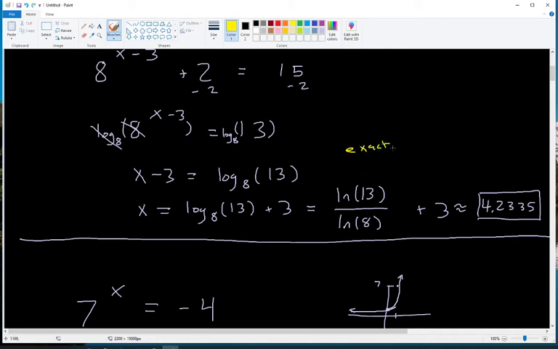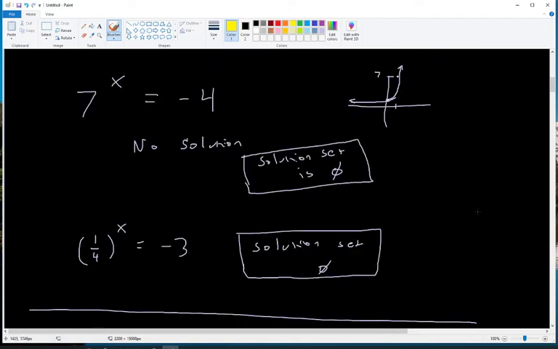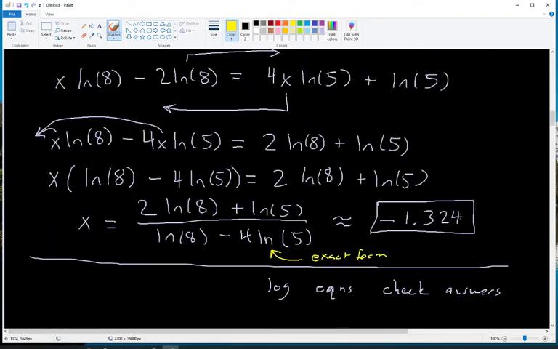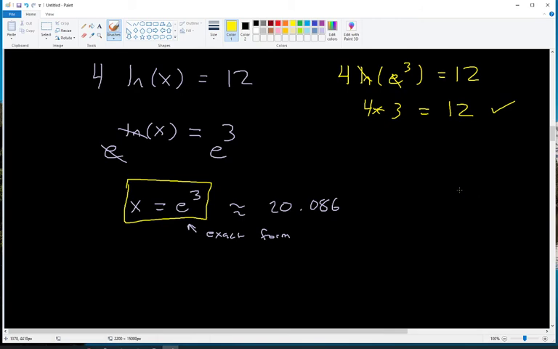So the exact form is basically the form you guys have before you put it into the calculator, and then you can get a decimal approximation. So when they ask you guys for exact form on some of these, it's the form that you would then type into the calculator.